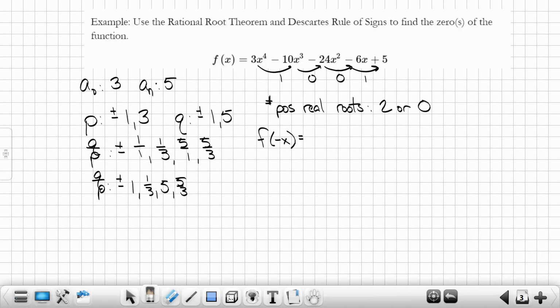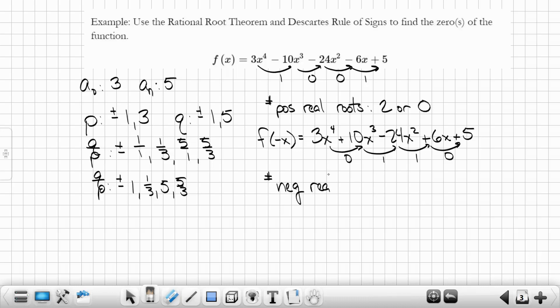All right, Lucas, what's f of negative x? Ooh, no, positive 3x to the fourth. Why, Lucas? Even exponents don't change. So then, positive 10x cubed. Okay. Didn't change. Did change. Did change. Didn't change. So the number of negative real roots is also 2 or 0.